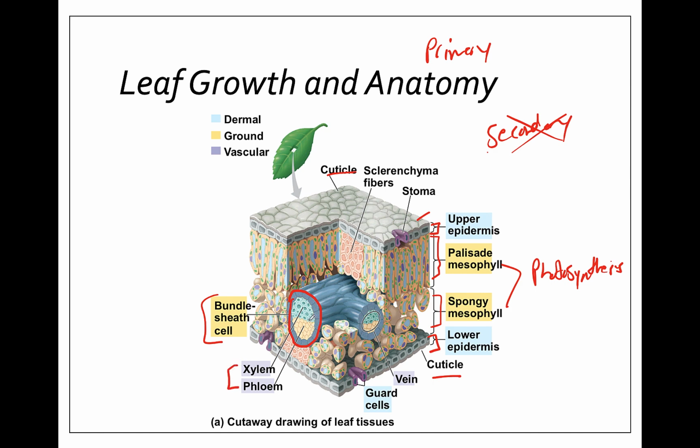And then again, in purple, we have vascular tissue, we have the xylem and the phloem. So this is going to allow water to come to the leaf and allow the leaf to carry photosynthetic products back to the stem or roots or wherever in the plant needs it.